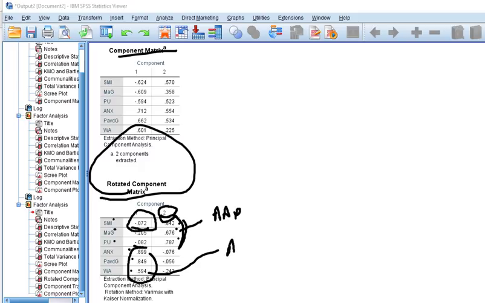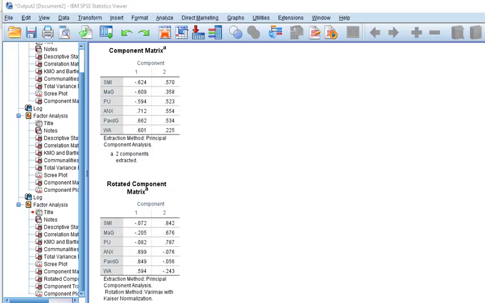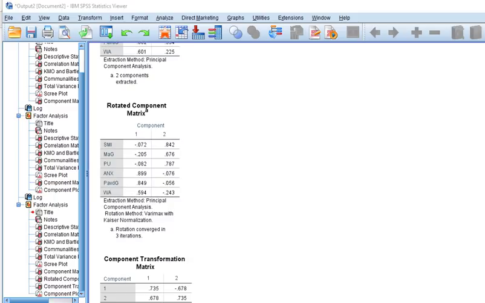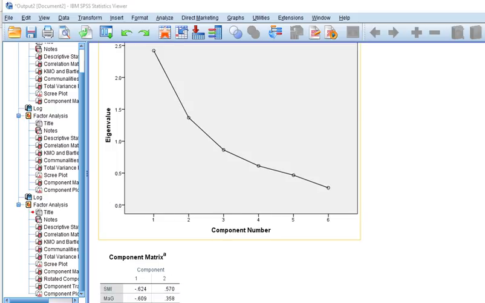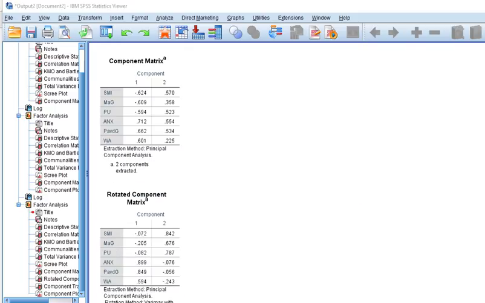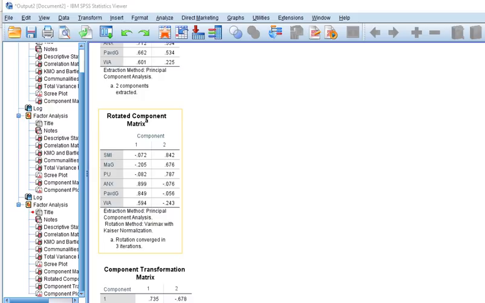So we can name that. So that's the basic idea behind this process. If we rotate the coordinate axes, then that often helps to clean up the component matrix so that we can give meaning to the components. We can name them. So that's what a Varimax rotation does for us.